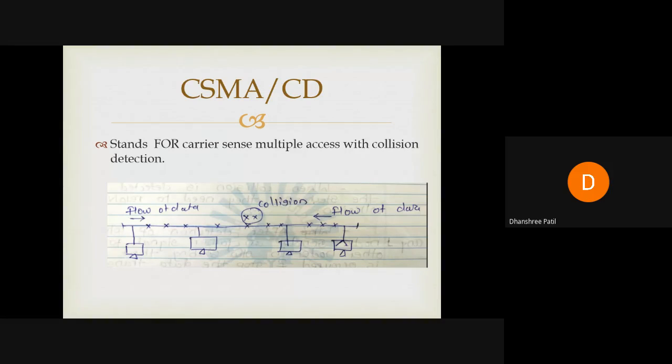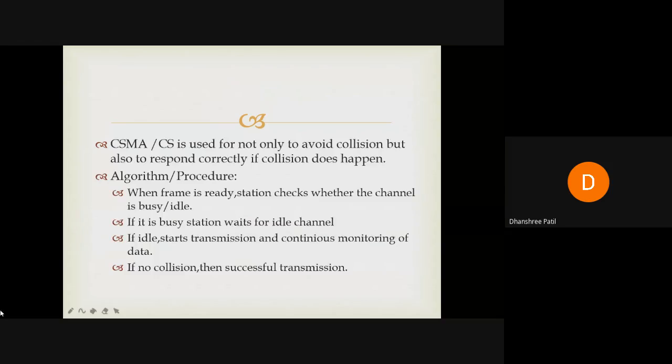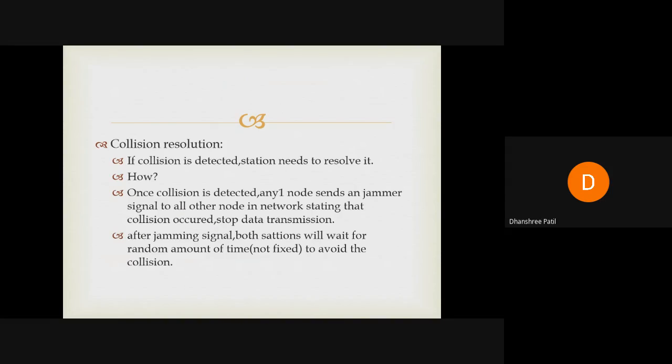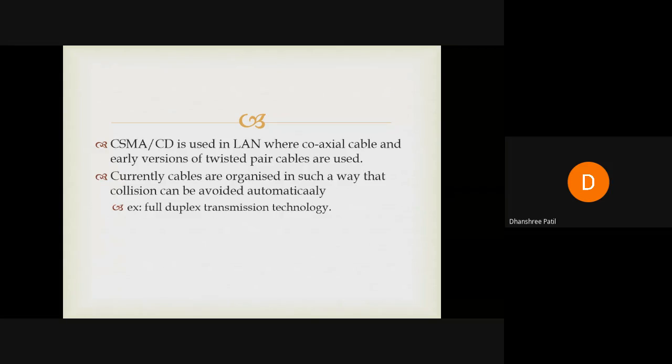There is one assumption, which is that the collision should not occur, or if it does occur, then it should be detected by the nodes, and that is called CSMA CD. CD stands for collision detection. This is not any specific procedure or algorithm. It is just an assumption about what should be done if collision occurs, or what is expected from the nodes within the network. So some theory part we have seen.